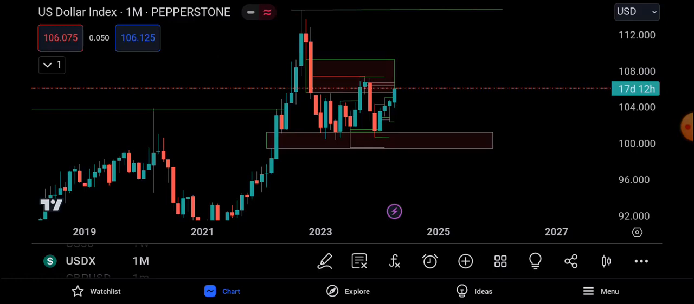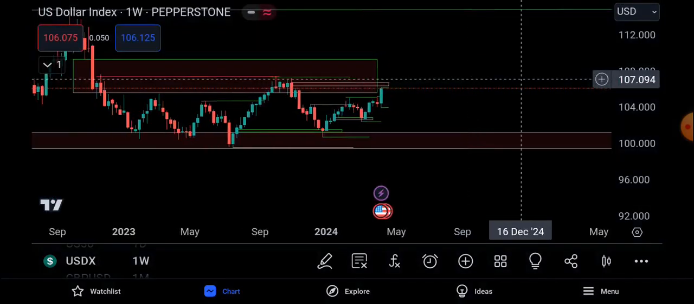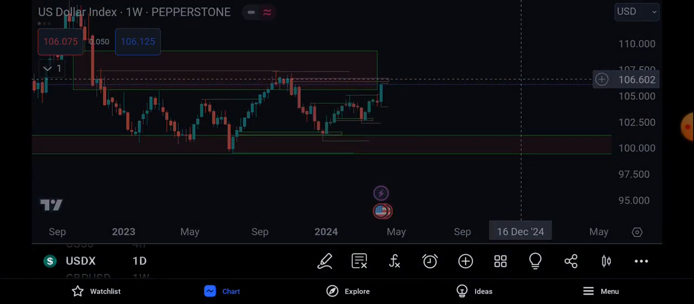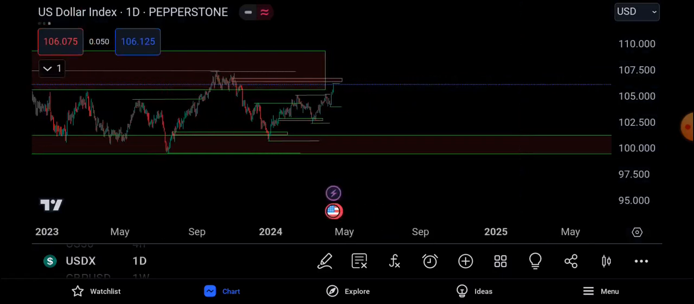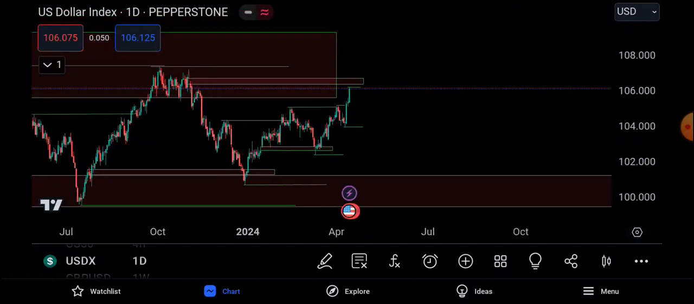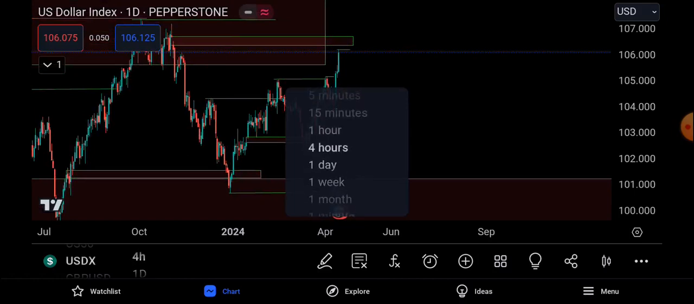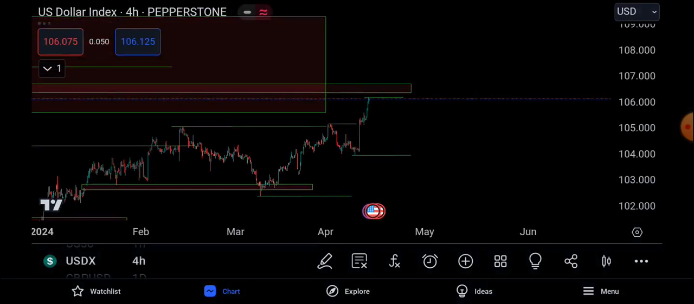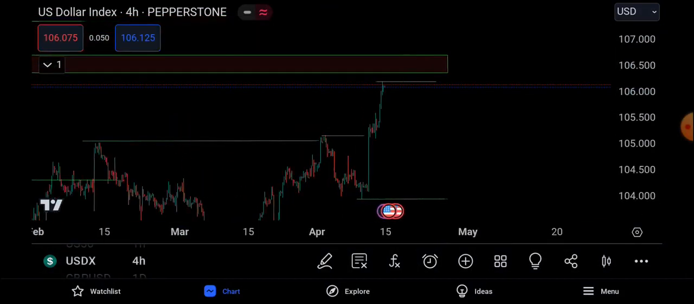Okay, so that's why I said on the monthly I am bullish. Let's go to the weekly. On the weekly we broke highs, so I was bullish. Let's go to the daily. On the daily we broke a high, so I am still bullish, though I should be anticipating a pullback. And on the 4 hour, still bullish. So let me just get rid of the monthly fair value gap.